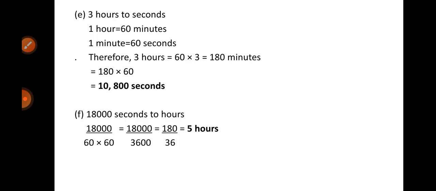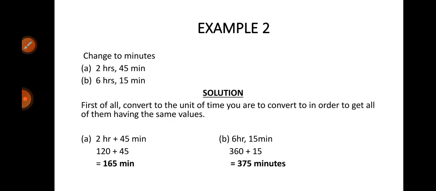18,000 divided by 3,600: the first two zeros cross themselves out. What we have left is 180 divided by 36. If you divide 180 by 36, it will give you 5. That means 18,000 seconds is equal to 5 hours.